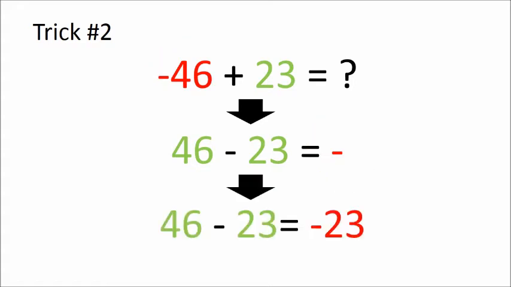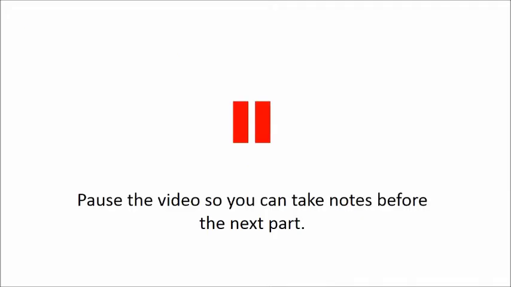So when we do 46 minus 23, it's going to be 23. But this time it's negative. So again, just circle the higher answer. And then therefore, when you circle the higher answer, you already know what the answer is going to be, negative or positive. So here's pause slide number 2.